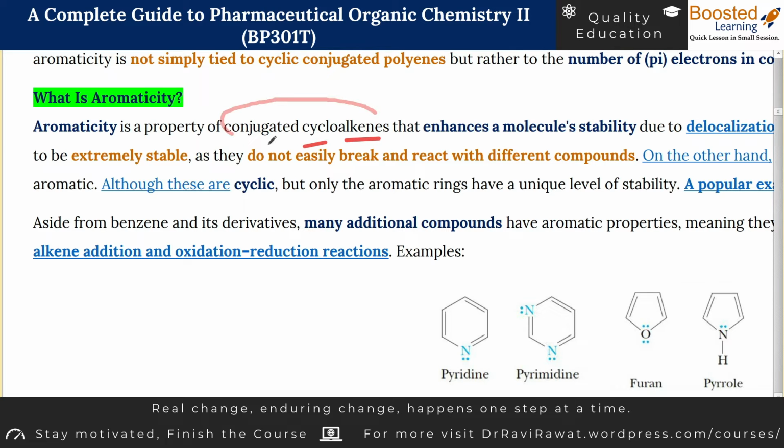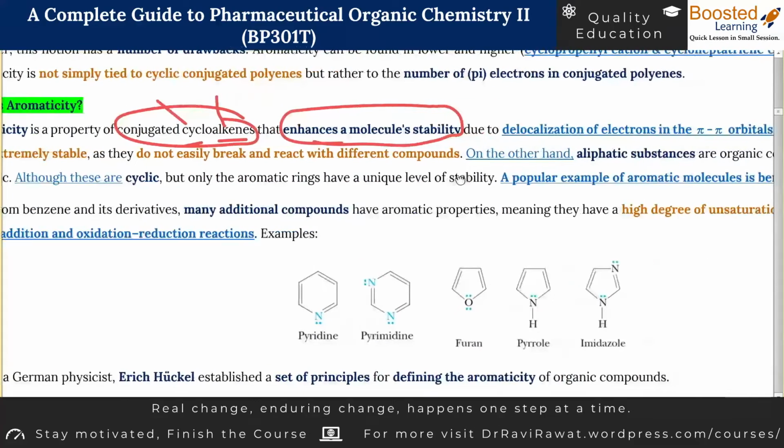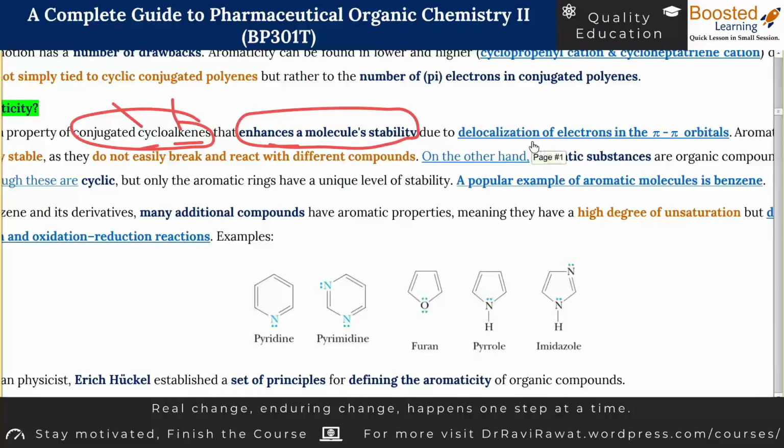So these are the molecules which possess aromaticity, that the molecule should be cyclic and there should be a double bond inside it. And usually it is seen that these are the molecules which possess some extra stability, which is because of delocalization of its pi orbitals.